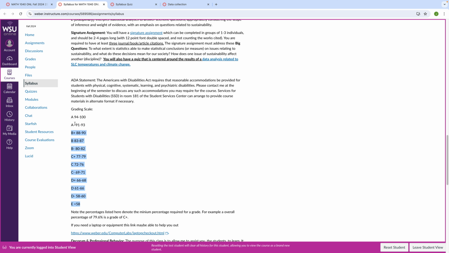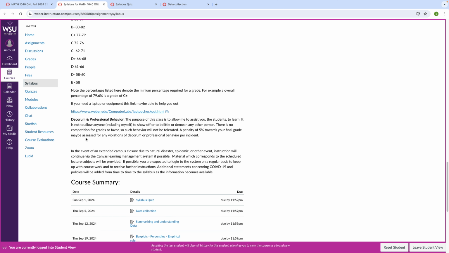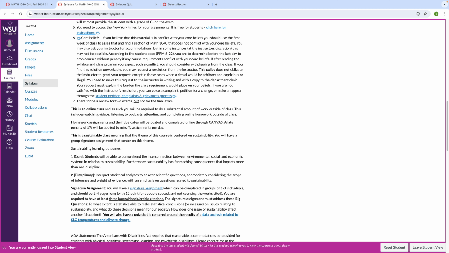Your final grade is calculated according to these percentages. Okay, and then just finally, I expect you all to act and behave professionally. One final thing that I'd like to note is that for homework, late assignments, a late penalty of 5% will be applied per day. So you can complete past assignments. In fact, I encourage you to, but there is a penalty of 5% per day. So the sooner the better.